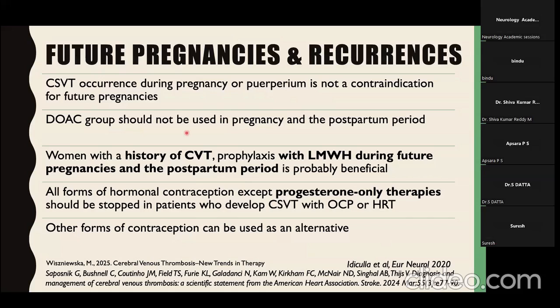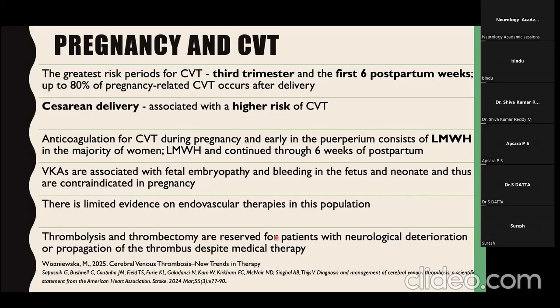Future pregnancies and recurrences. Heparin-induced thrombocytopenia, where a patient started on heparin for acute CVT develops a fall in platelet count. It is treated by stopping heparin; platelet transfusions are avoided, as heparin-induced thrombocytopenia leads to thrombosis.